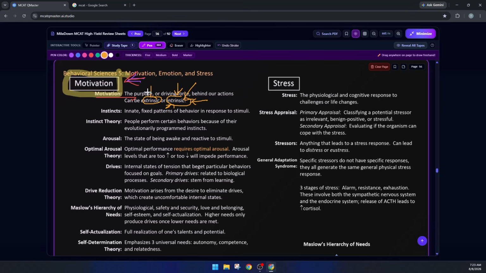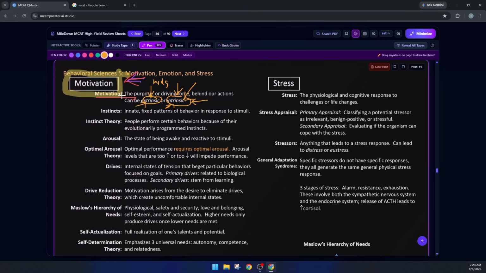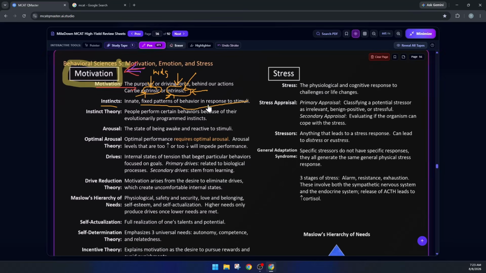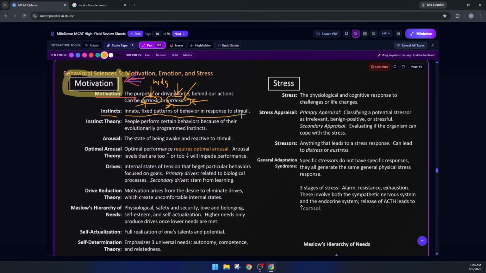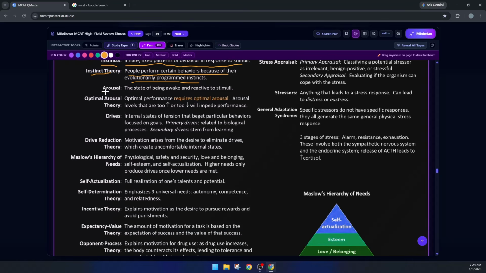And then extrinsic motivation, for example, a lot of kids have this. They're always doing stuff because they think others think it's the right thing to do, and that's extrinsic motivation. Okay, now we can move on to instincts. So instincts are innate fixed patterns of behavior in response to stimuli. I think this is easy to understand, but if you don't, just do more Google searches about what instincts are. Instinct theory is that people perform certain behaviors because of their evolutionary program instincts. I hope that one was clear just by reading that.